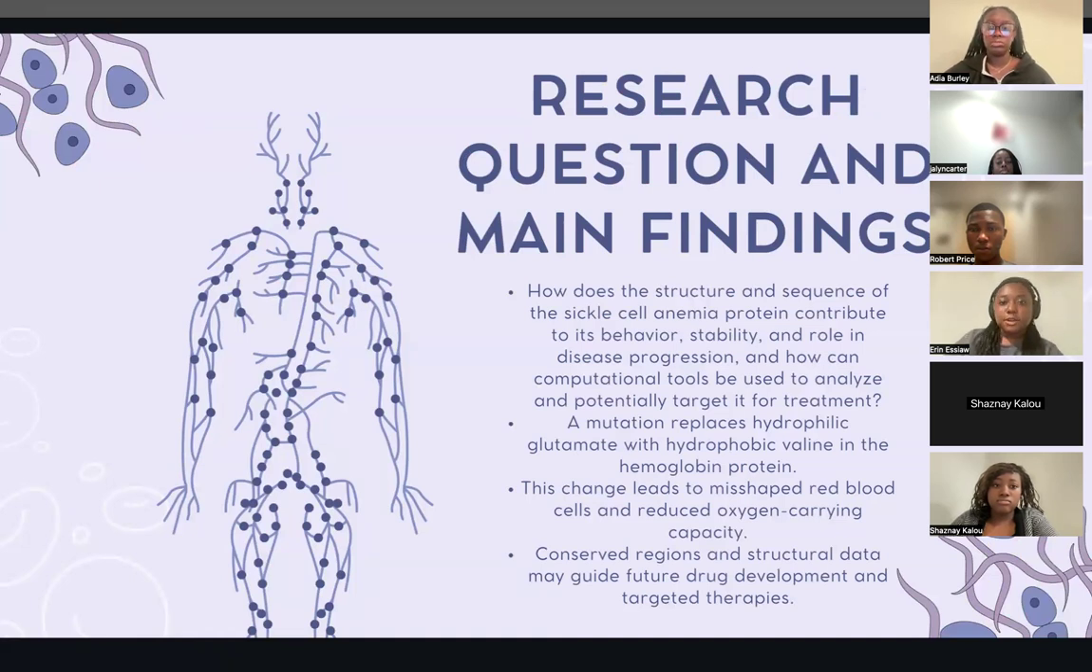So our research question and main findings were that the research aimed to understand how the structure of sickle cell protein contributes to the disease effects in the body. A specific mutation causes a replacement of a hydrophilic amino acid with a hydrophobic one, leading to the sickling shape of red blood cells. The analysis highlighted key conserved regions, structural stability, and hydrophobicity, all of which play a role in disease progression. These findings can support drug design by identifying potential targets within the protein for treatment or intervention.